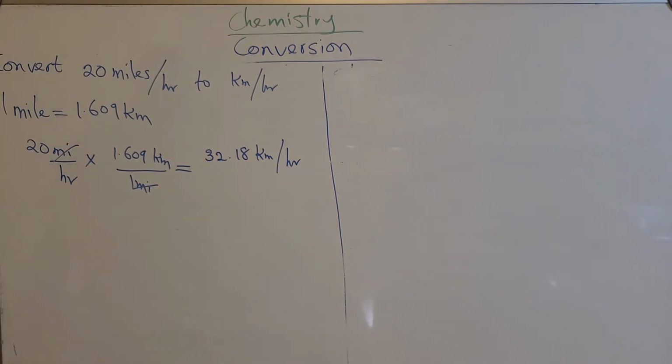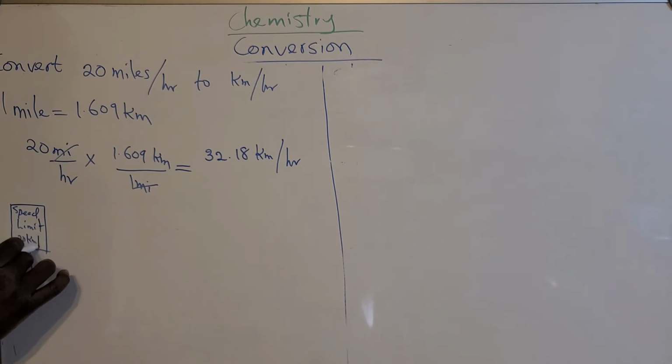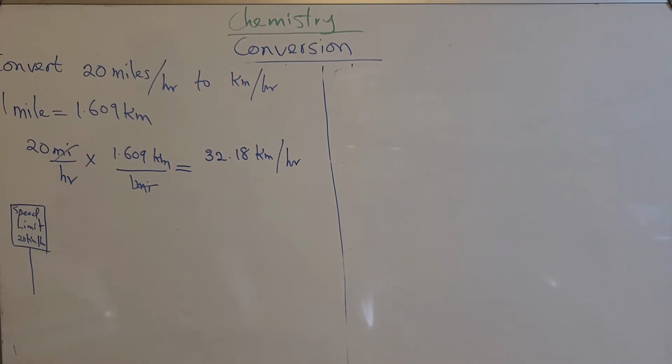So you go to Canada with your car. Your car is only programmed in miles per hour. You're driving in Canada, and on the road you see a sign that says speed limit is 20 kilometers per hour. On your car, you see it's showing you 20 miles per hour. Most people, especially most Americans, don't know that their car is in miles per hour. So when you're driving in Canada at 20 miles per hour, the cop pulls you over and says you're speeding.